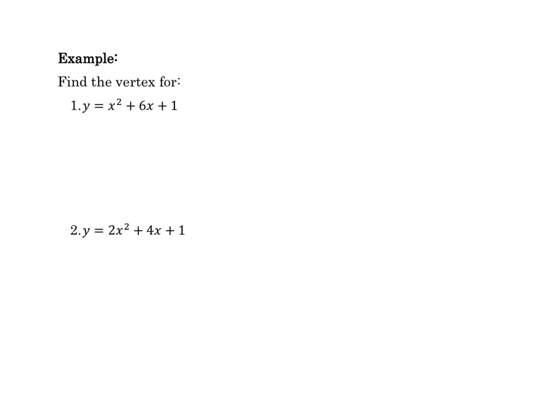Let's take a look at some examples. In question 1, you'll notice that the a value, or the leading coefficient, is 1, so we can skip ahead to step 2. In step 2, we have to take half of the middle term's coefficient and square it. Half of 6 gives 3, and 3 squared gives us 9. So we need to both add and subtract that from the equation.